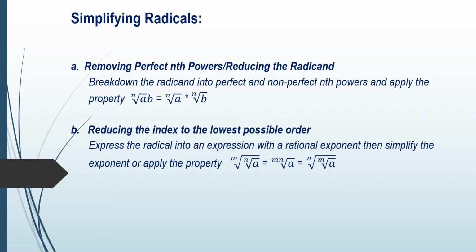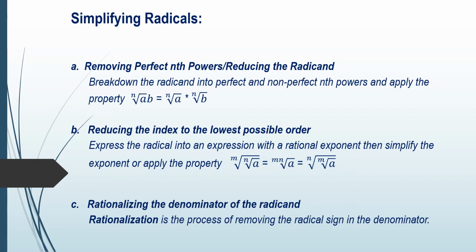Next is reducing the index to the lowest possible order. In here, we express the radical as an expression with a rational exponent, then simplify the exponent or apply the property: the mth root of the nth root of A is equal to the mnth root of A and is also equal to the nth root of the mth root of A.